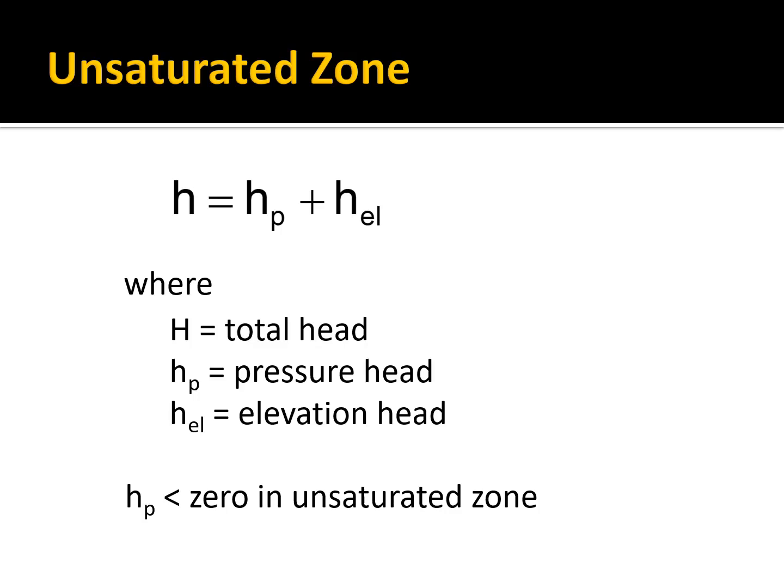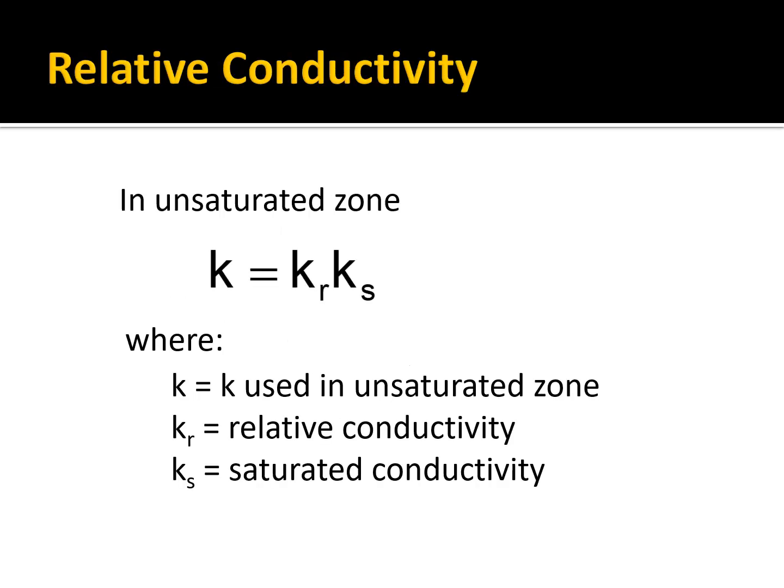So in the unsaturated zone, remember, pretty much anywhere in the model, the total head is equal to the pressure head plus the elevation head. And in the unsaturated zone, or above the phreatic surface, the pressure head is negative. That's the distinguishing characteristic of that zone. Below the phreatic surface, it's positive. And so in the unsaturated zone, up where the head is negative, the hydraulic conductivity we use is equal to Kr times Ks. Ks is the saturated hydraulic conductivity.